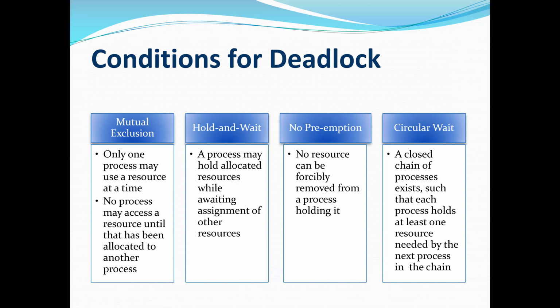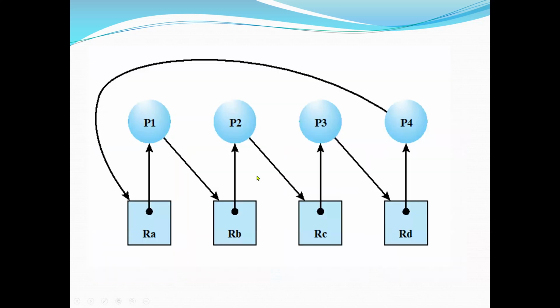Also, we have the circular wait, which is a closed chain of processes such that each process holds at least one resource needed by the next process in the chain, as we saw in the previous slide. So this is circular. P1 has RA and is looking for RB, P2 has RB and is requesting RC, and it keeps going around.